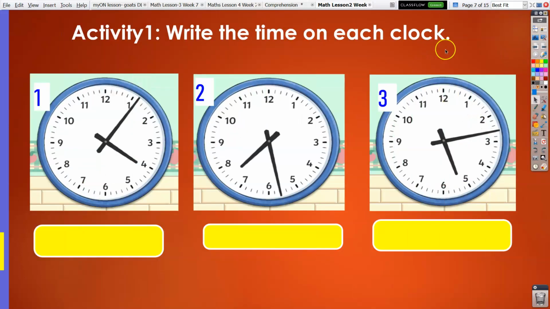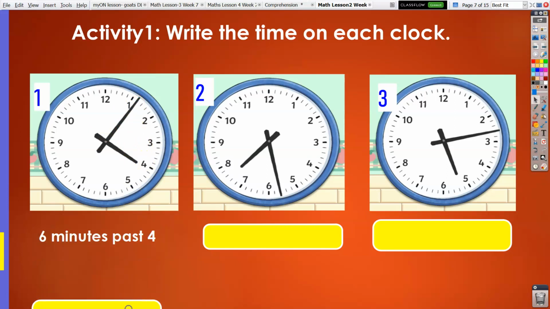Write the time on each clock. Pause the video and write your answers. Time is up. Now let's see if your answers are correct. Clock number 1, it is 6 minutes past 4.